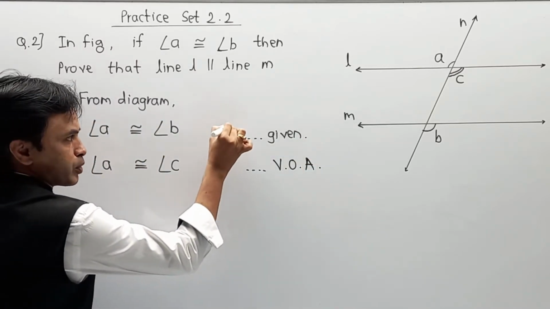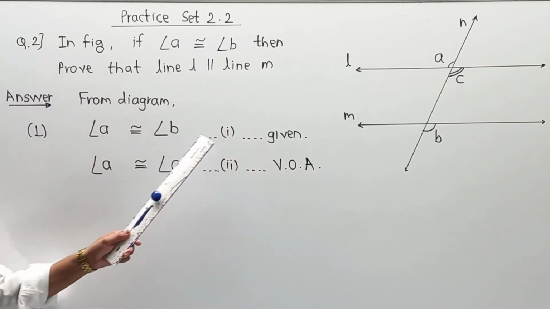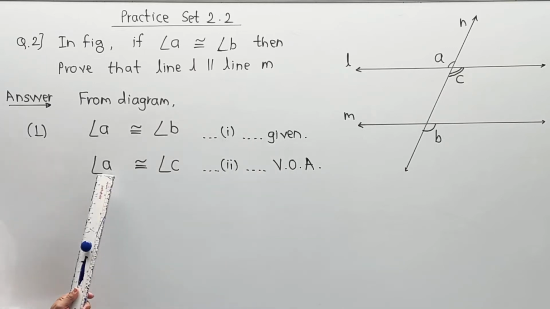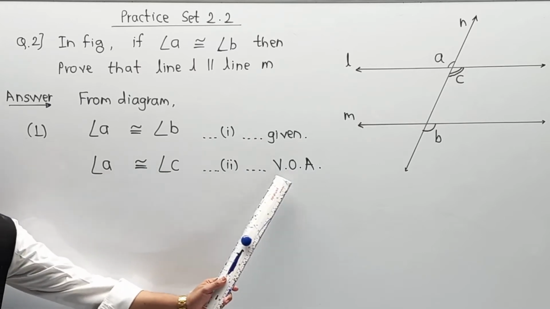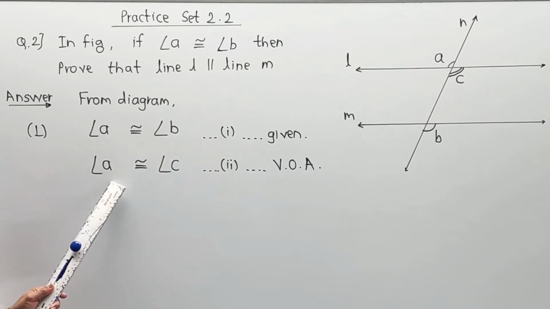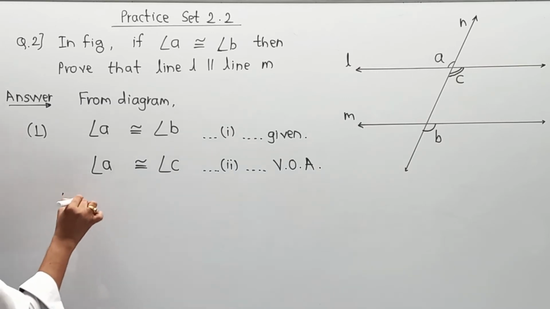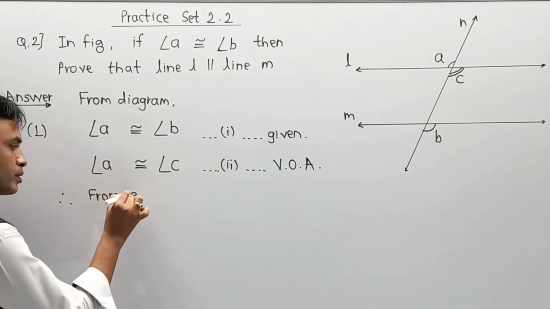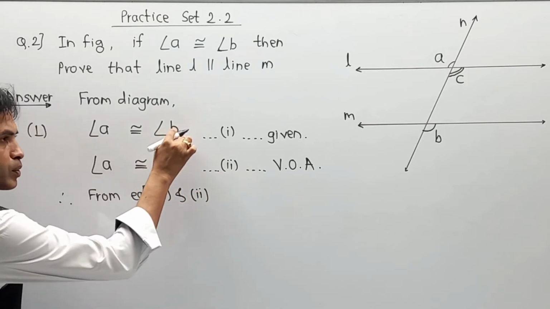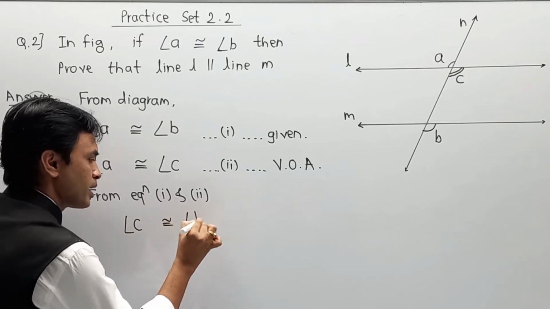Here, for the first part I am going to call it equation number 1, and for the second part equation number 2. In equation 1 we have written angle A is equal to angle B, they have given. In the second case, angle A is congruent to angle C, reason vertically opposite angles, we have given as equation 2. From equations 1 and 2, if angle A equals angle A, naturally angle B and angle C become congruent. Therefore, from equations 1 and 2, angle C is congruent to angle B.